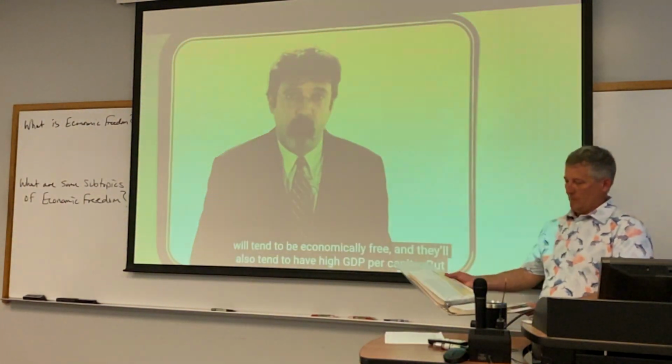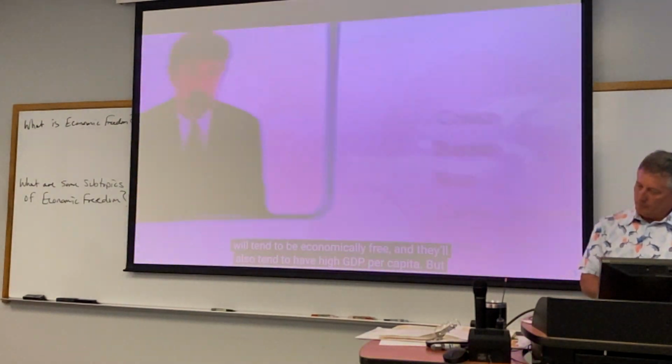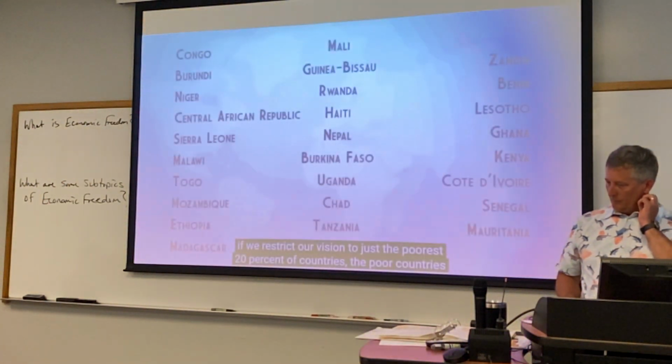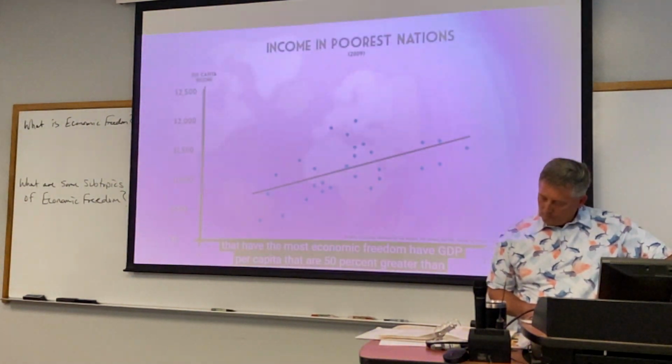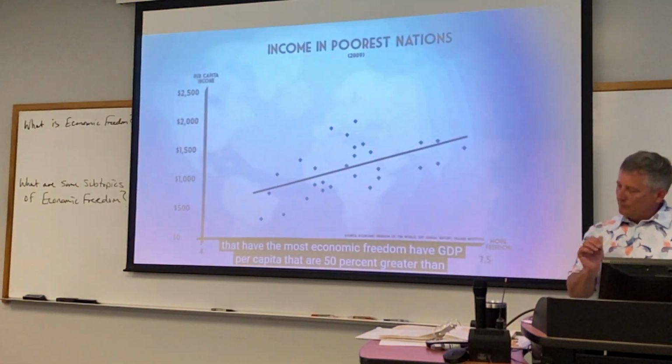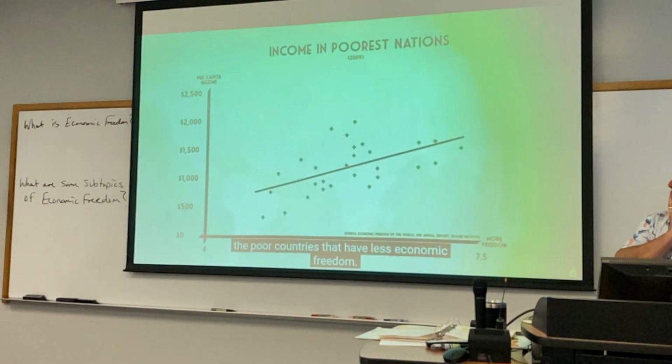That is, big countries will tend to be economically free, and they'll also tend to have high GDP per capita. But if we restrict our vision to just the poorest 20% of countries, the poor countries that have the most economic freedom have GDP per capitas that are 50% greater than the poor countries that have less economic freedom.